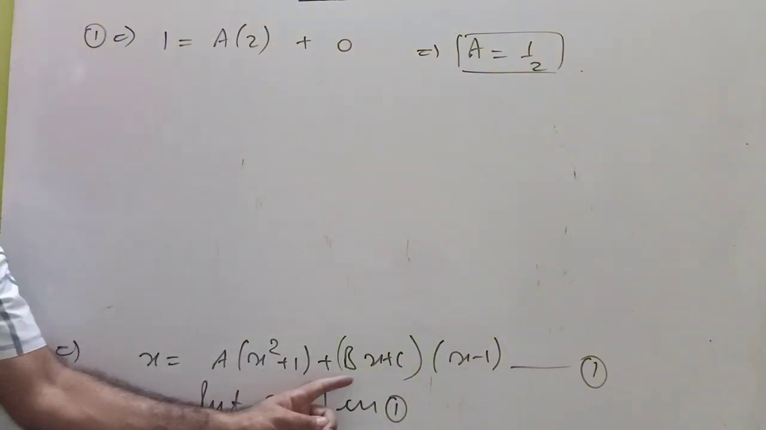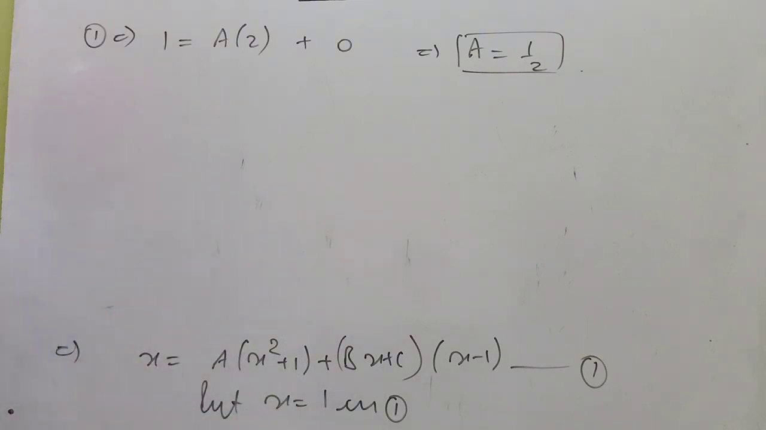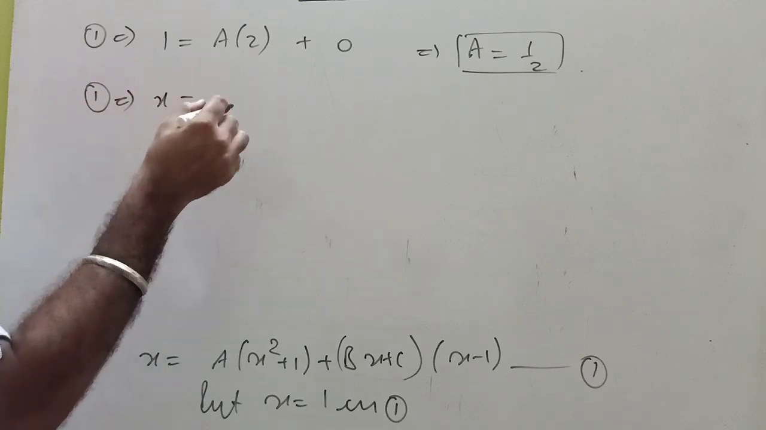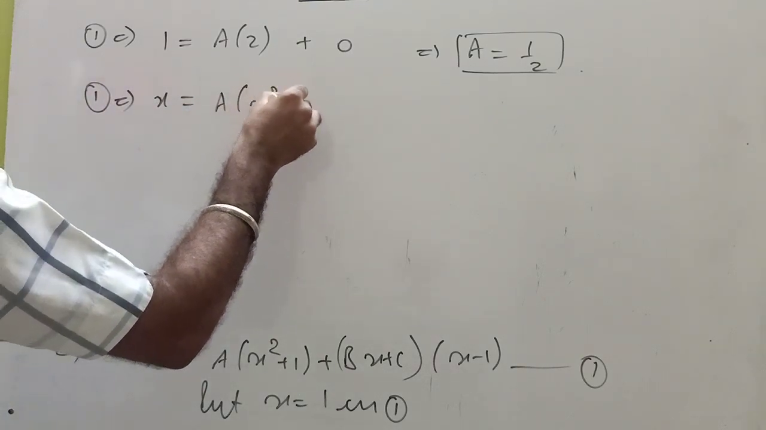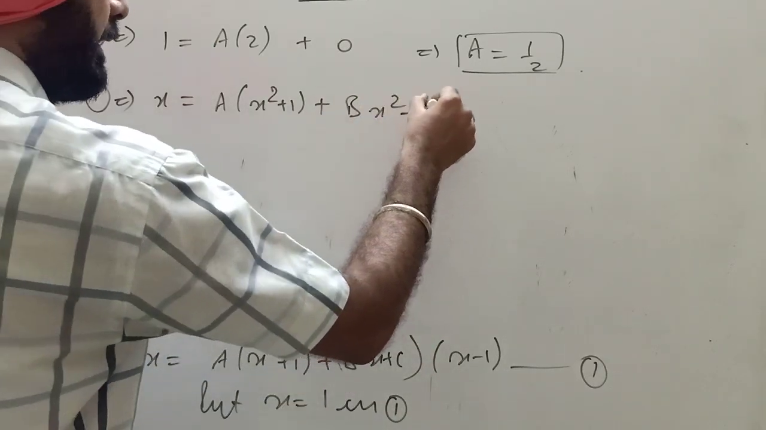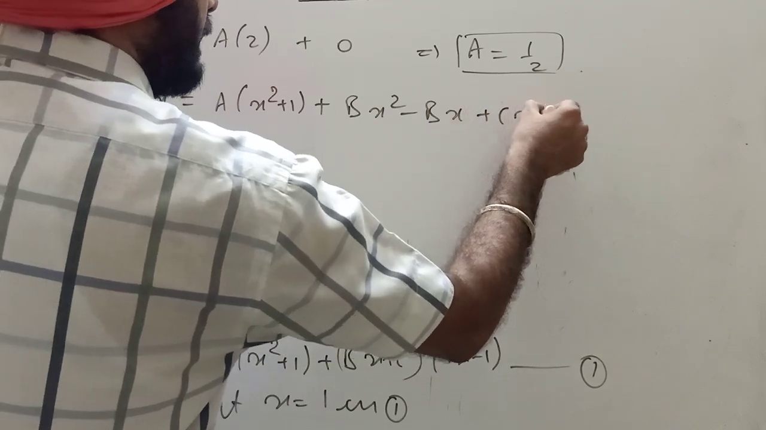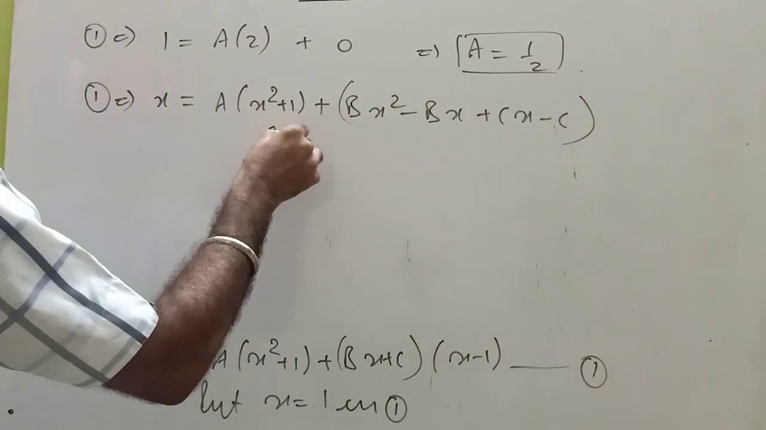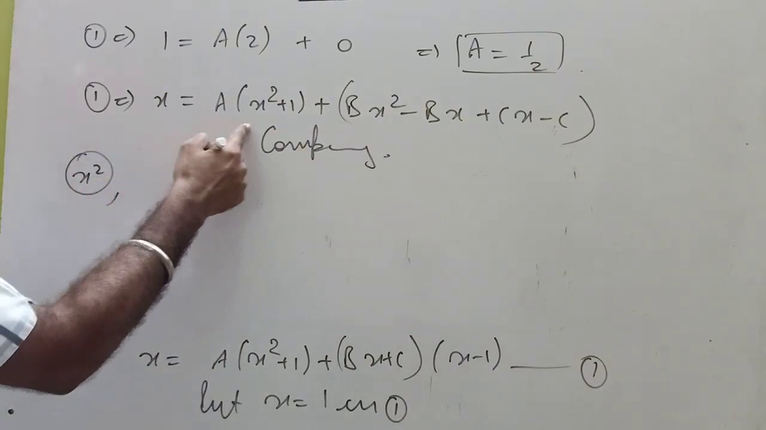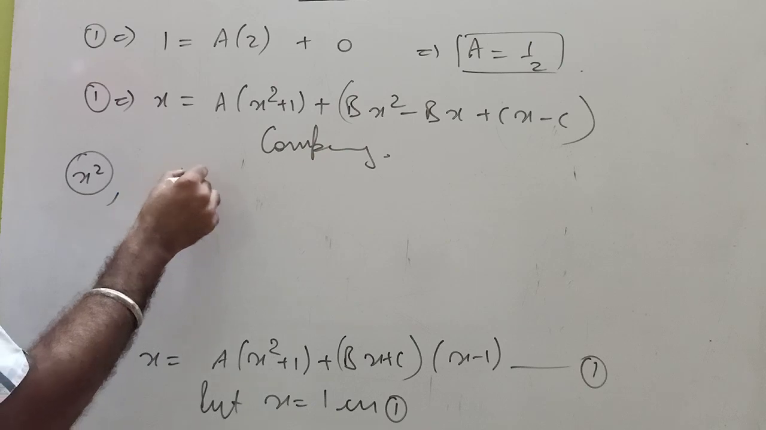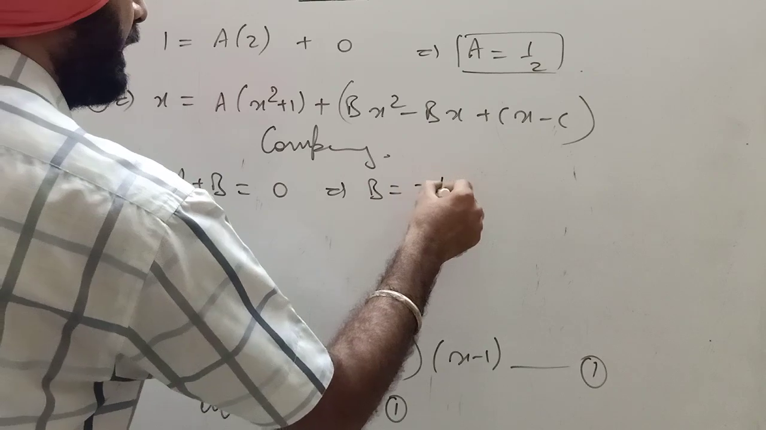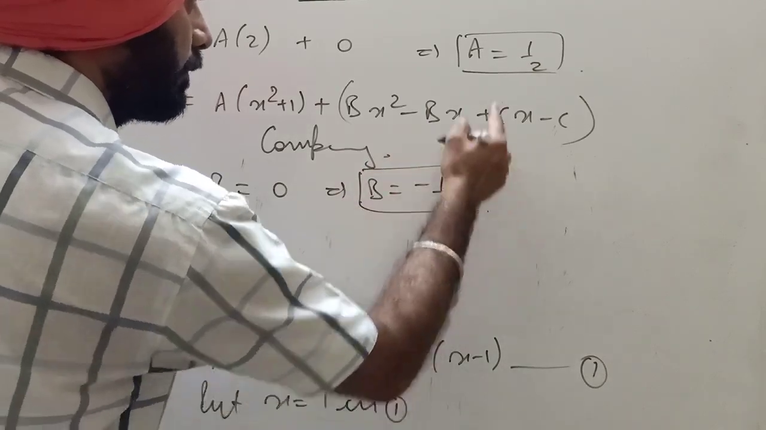Now we cannot find b and c by putting x equal to 1, 2, 3 because there is no bracket again. So write down the first equation again. We will compare: a into (x square plus 1) plus, open this bracket, bx square minus bx plus cx minus c. So by comparing, first of all the higher power x square, the coefficients are a plus b, and on the left hand side there is no coefficient, so 0. So the value of b is minus a. Minus a means minus 1 by 2.